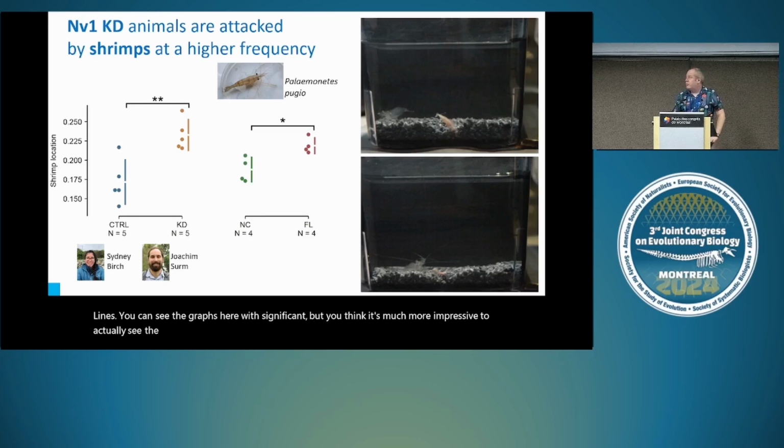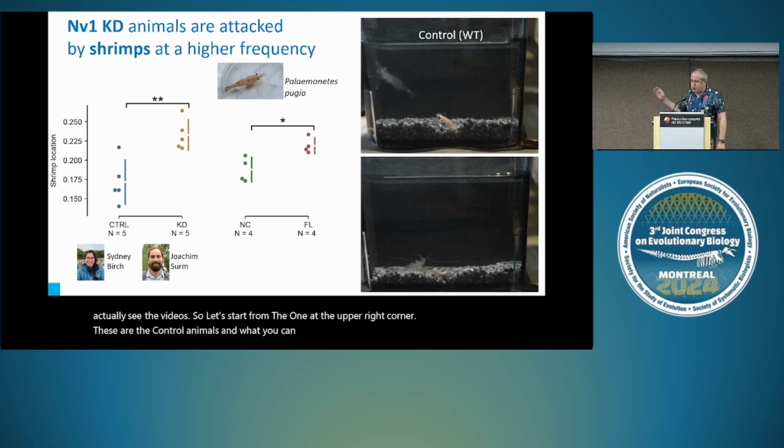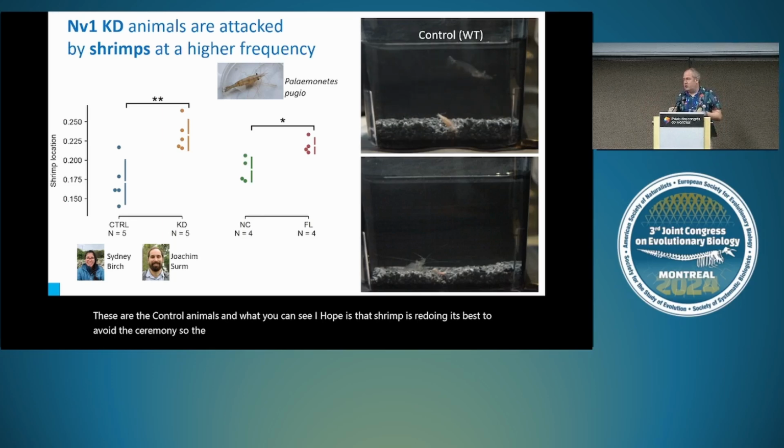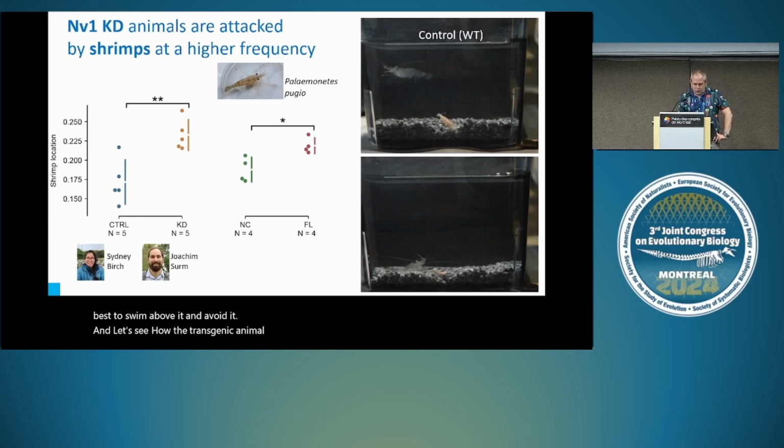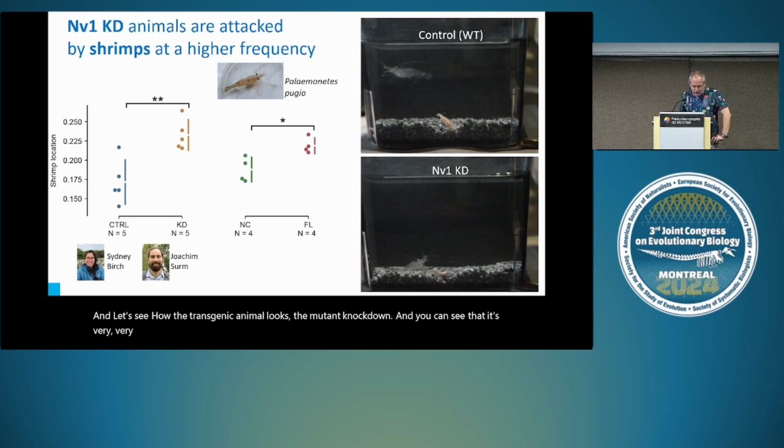So let's start from the one at the upper right corner. These are the control animals, and what you can see, I hope, is that the shrimp is really doing its best to avoid the sea anemone. So the sea anemone is burrowed in the sand, and the shrimp is really doing its best to swim above it and avoid it. And let's see how the transgenic animal looks, the mutant knockdown, and you can see that it's very, very different.